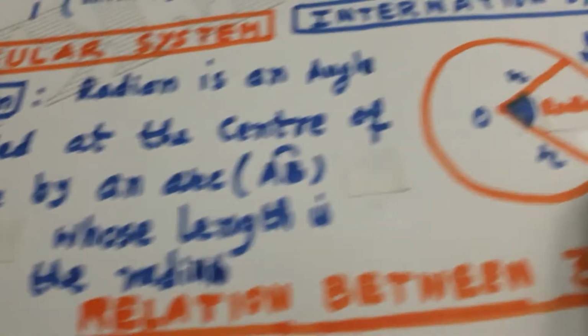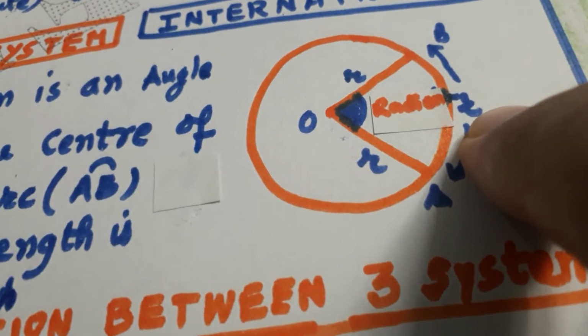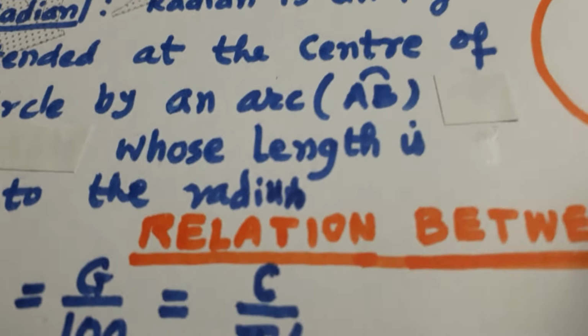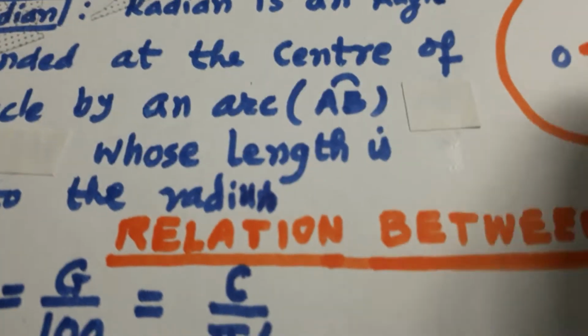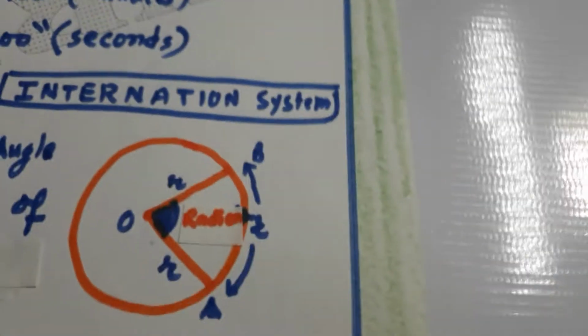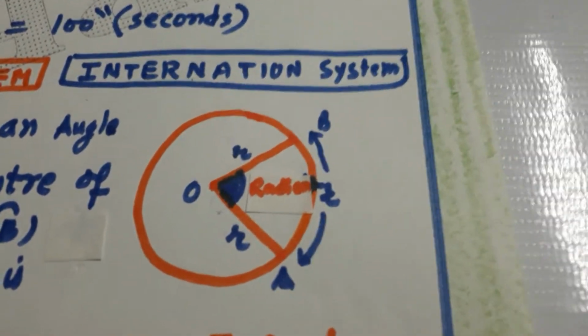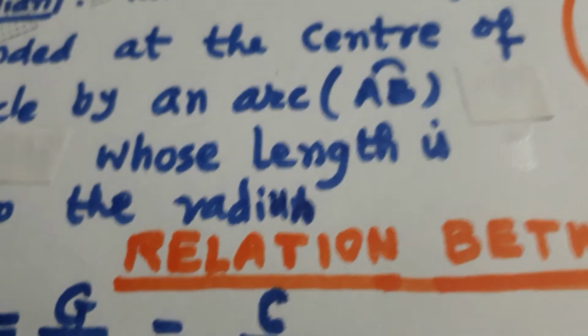whose length is equal to the radius. So you see that this angle is surrounded by radius. Hence its name is radian. Look here, radius. It is surrounded by all the radius, so its name is radian.